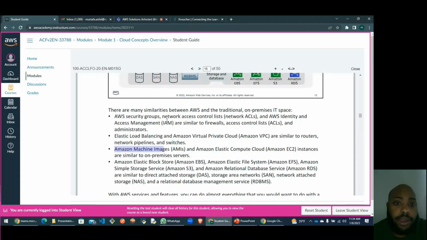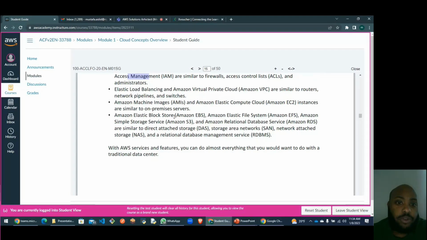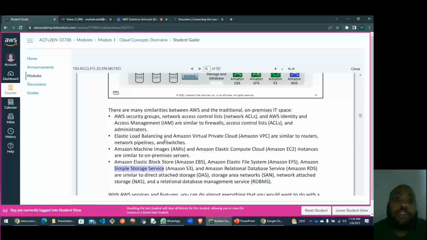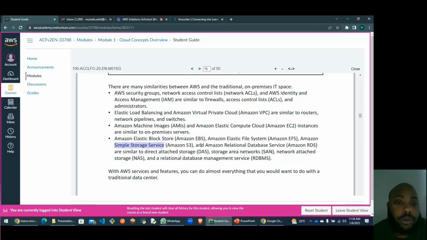You have IAM, which is Identity and Access Management. You'll have EBS, which is Amazon Elastic Block Storage. EFS is Elastic File System. Simple Storage Service, your S3. You will have all of them once you go to the student guide. That's why you should always go back once you are at home, read this student guide. You will always want to read them before you do your knowledge check, because this is where you will get every little detail.